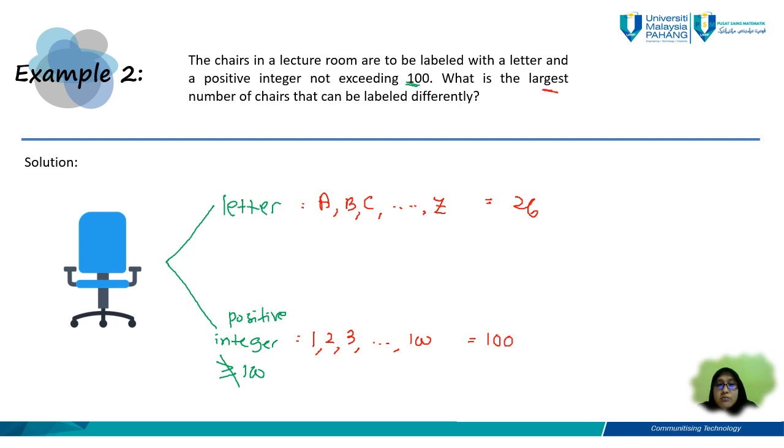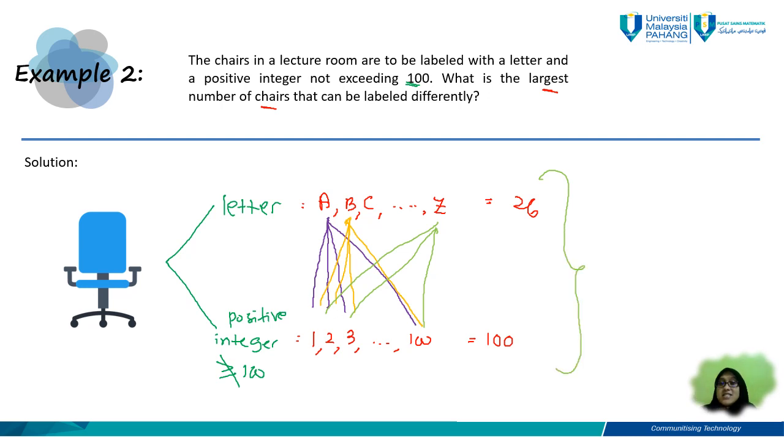So what is the largest number of chairs that can be labeled differently? By using the product rule, it will work. A can be combined with 1, A can be combined with 2, with 3 until 100. And then the same goes for B: B with 1, B with 2, B with 3 until 100. And we repeat the process until Z pairs with 1, 2 until 100. So what is the largest number of chairs that we can label? By using the product rule, we will have 26 multiplied by 100, so we will have 2600 chairs.